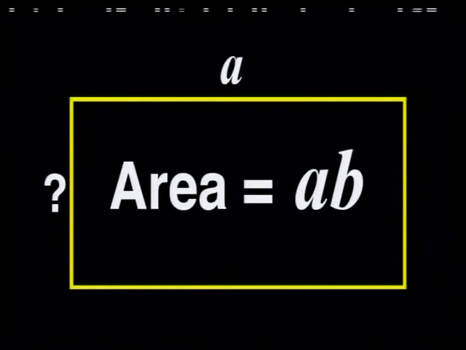Now let's move on. Do you still remember what it means to cancel fractions? What it means is that the numerator and the denominator are divided by the same number. Let's practice this in our next example. Here we are working algebraically. The area of a rectangle is AB. The one side is A. What is the length of the other side?